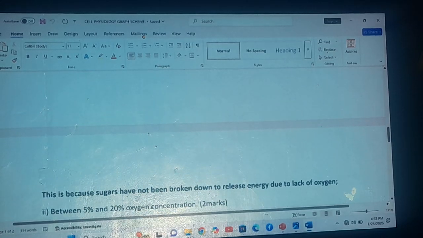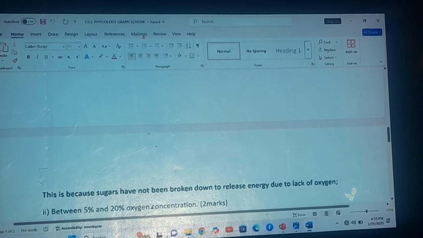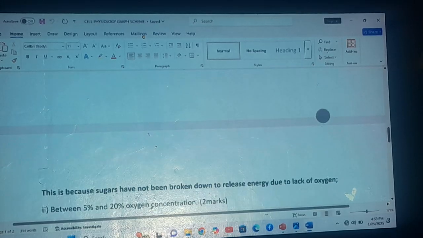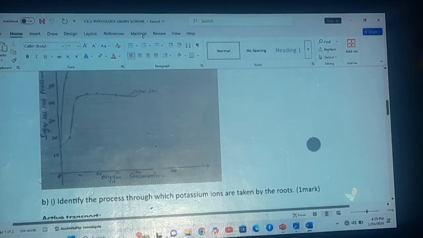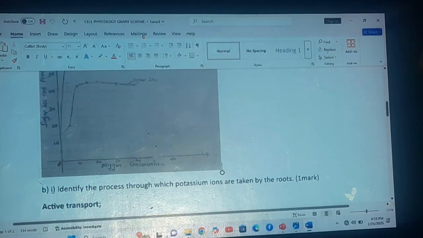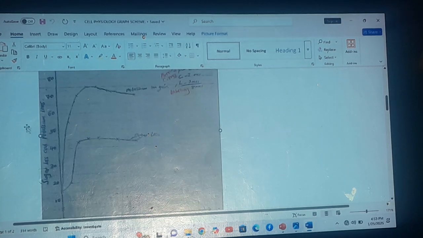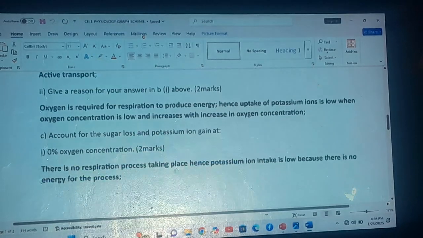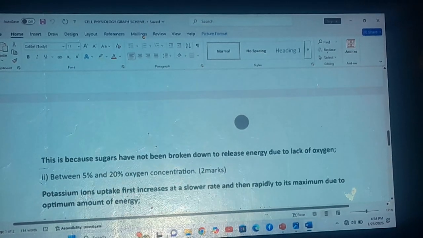Then number 2, account for what happens between 5 and 20 percent oxygen concentration. When you check from 5 to 20, you can see there was an increase in sugar loss and also an increase in potassium uptake. What's the main reason? We're speaking about 5 to 20.